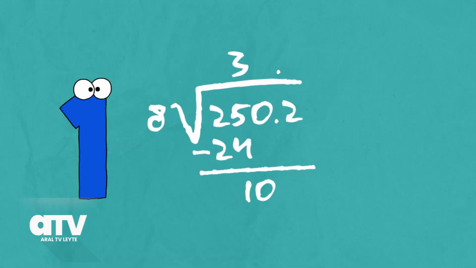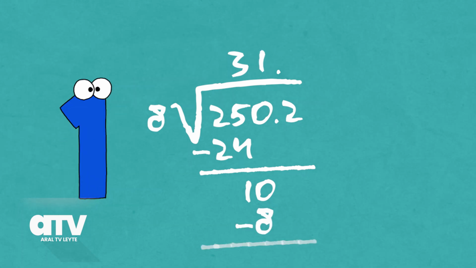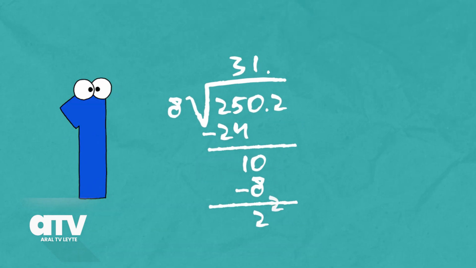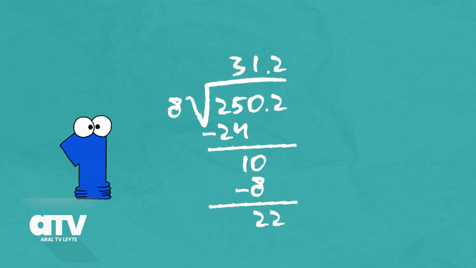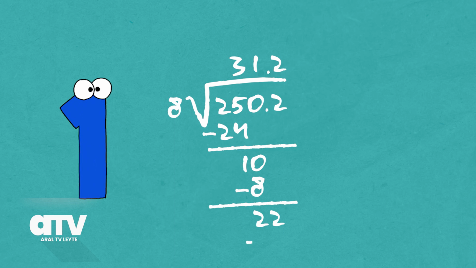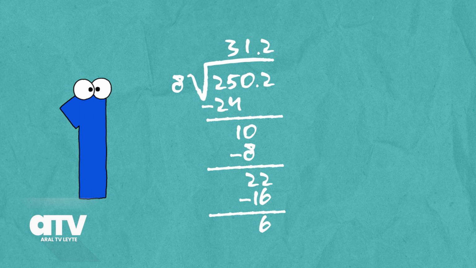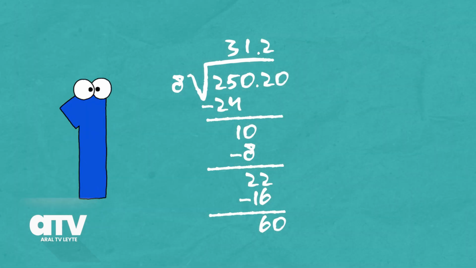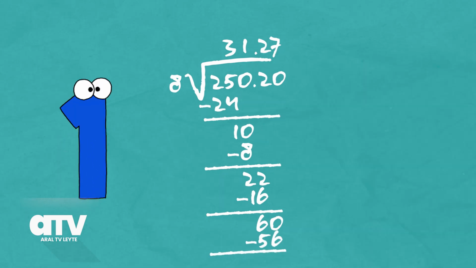10 divided by 8 is equal to 1. 1 times 8 is equal to 8. 10 minus 8 is equal to 2. Bring down 2. We have 22. 22 divided by 8 is equal to 2. 2 times 8 is equal to 16. 22 minus 16 is equal to 6. Bring down 0. We have 60. 60 divided by 8 is equal to 7. 7 times 8 is equal to 56. 60 minus 56 is equal to 4.